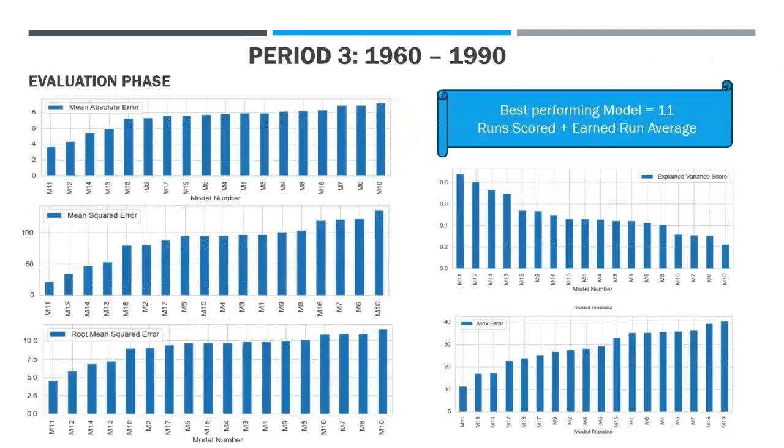As you can see, it has the lowest mean absolute error, the lowest mean square error, and the root mean square error is also the lowest for model 11. And if you compare the explained variance score, model 11 is the highest and the max error is the lowest. So overall, it says that model 11 has the lowest error, and run score plus earned run average is the best suitable variable for the games.